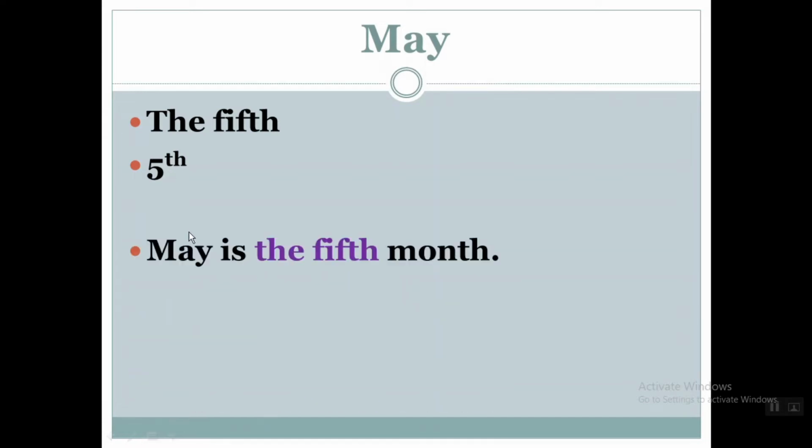Next, here we have May. Again, May. We have the ordinal number, the fifth. The fifth. Or we can write it in this way, number five and TH. The fifth. So May is the fifth month.